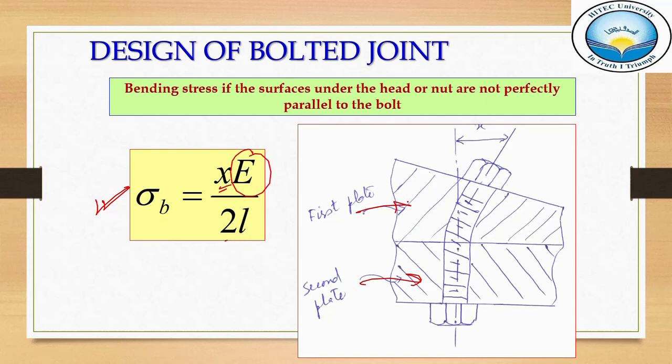So this is the bending stress if bolts are not properly tightened, or if the surfaces being tightened are not parallel. Then you have additional bending stress, and that is dangerous for the bolt, because it can lead to failure.